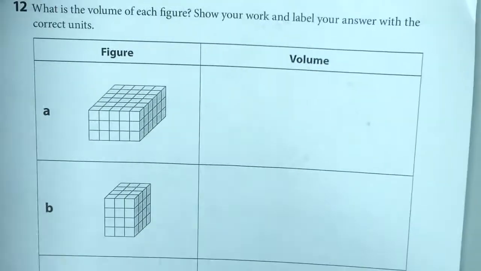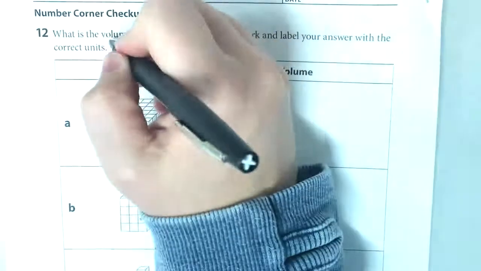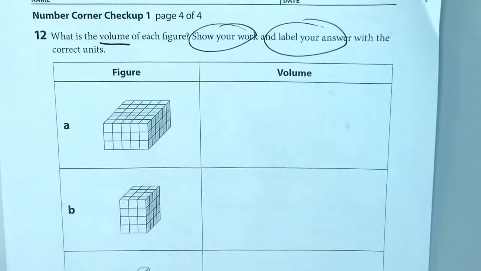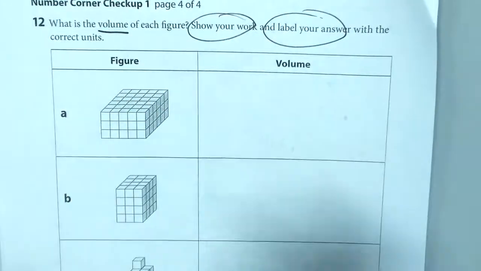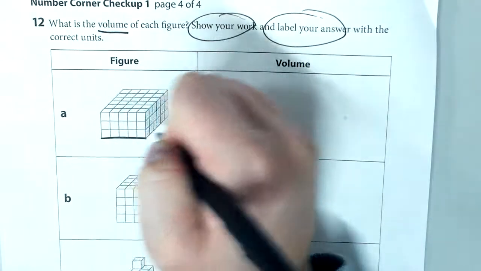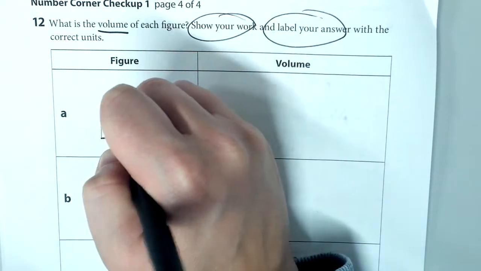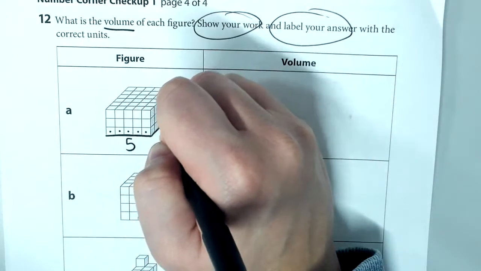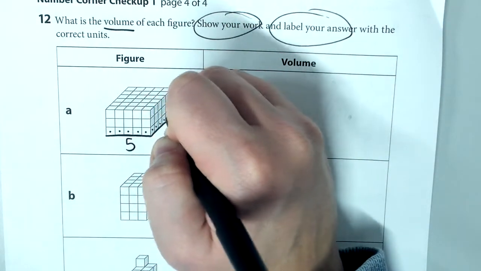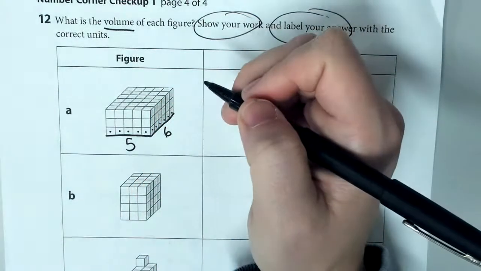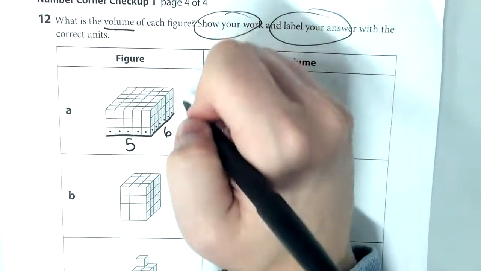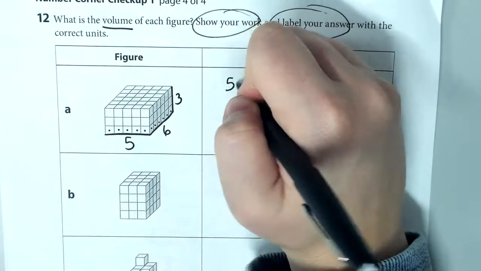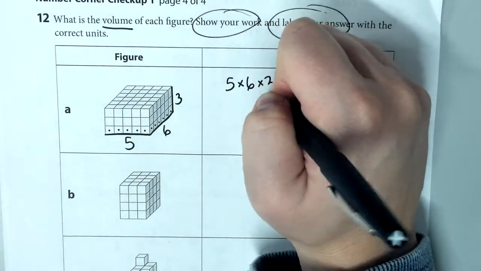All right, it says, what is the volume of each figure? Show your work and label your answer with the correct units. Okay, so let's start with the first prism. This one's easy. First, I need to write in my dimensions. Across the front, it is 5. This dimension, 6. And how tall is it? 3. So my work is 5 times 6 times 3.